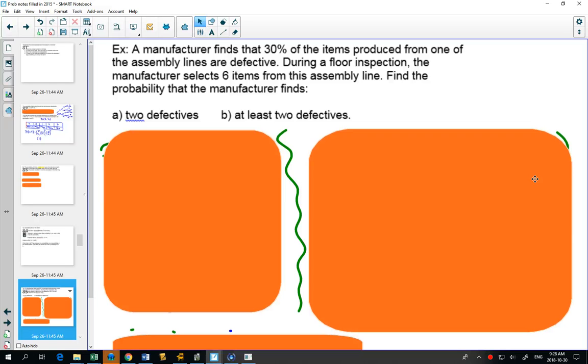A manufacturer finds that 30% of the items produced from one of the assembly lines are defective. I would close that assembly line if I owned this business. 30% is terrible, okay? But during a floor inspection, the manufacturer selects 6 items from this assembly line. What are the chances that 2 of them are defective?